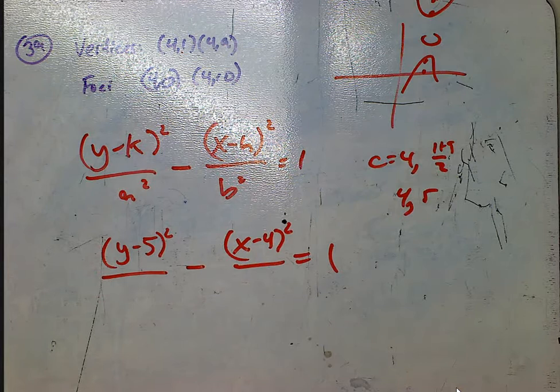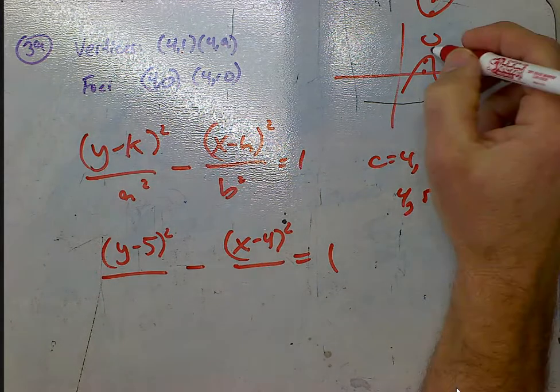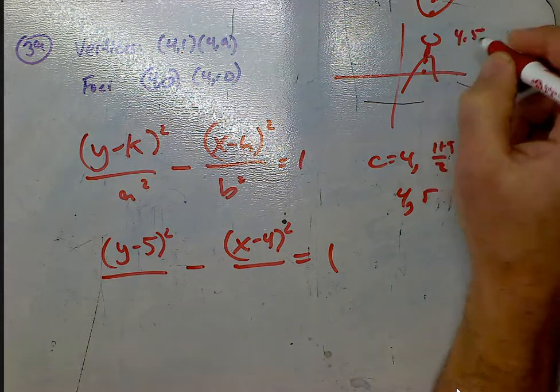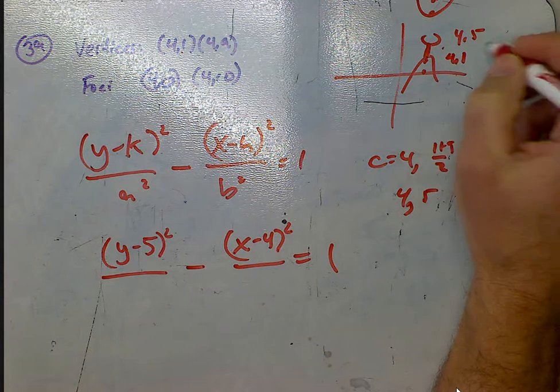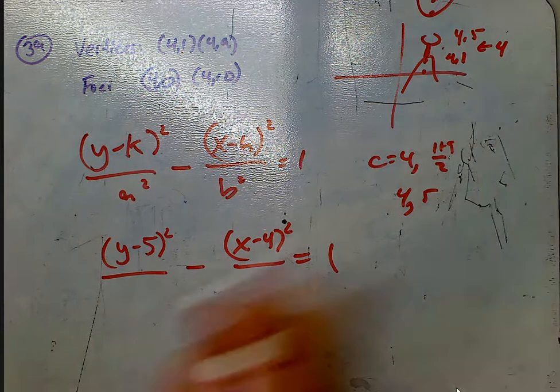Now I have to find a. A is the distance from the center to this point. The center is 4, comma 5. The vertex is 4, comma 1. So the distance is 4. That makes this 4 squared, which is 16.